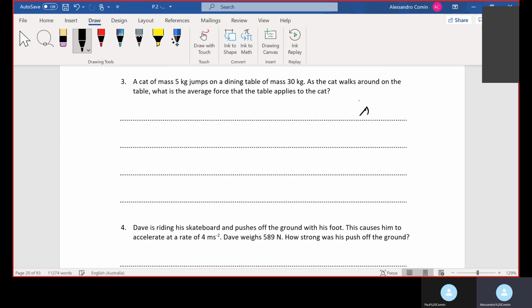Do I really want to draw a cat? Apologies for a bad cat drawing.